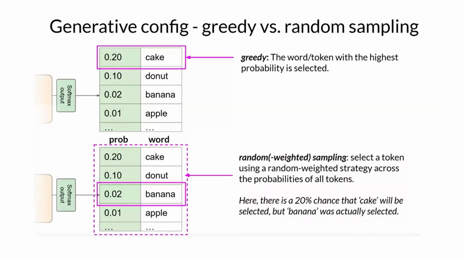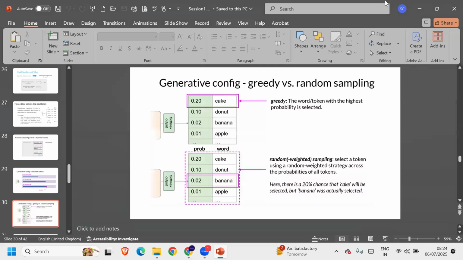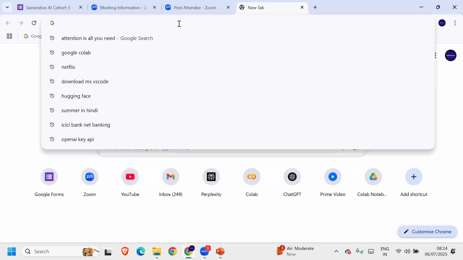Is there any limit for the input tokens as well? Yes, there is a limit. Whenever you use any large language model, if you are using GPT-4o, you go to the GPT-4o documentation. It will tell you the context window. The context window means the maximum number of tokens it can take in the input. Let me show you right away.